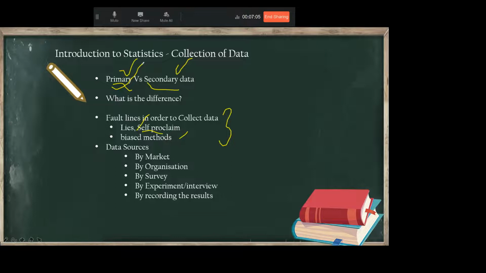What are the main sources? You can get the data from the market, or from any organization. There are certain businesses whose work is only to collect data and provide assistance to big companies for their analysis. Then there are surveys, experiments or interviews, and recording the results.